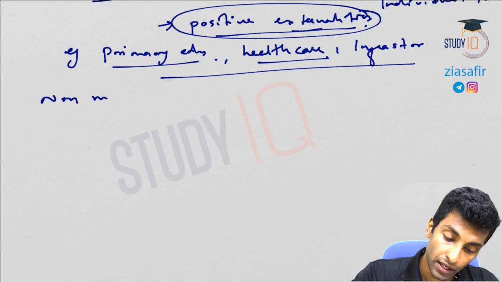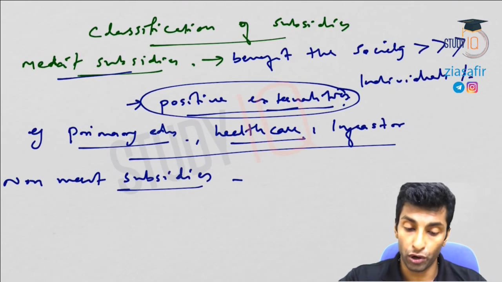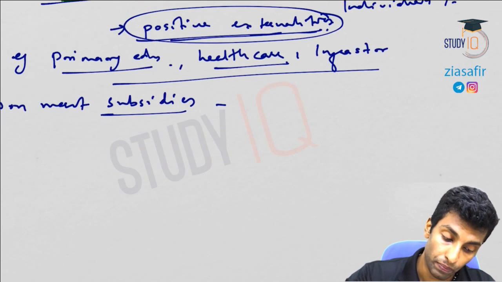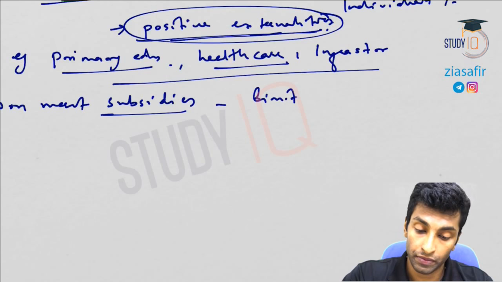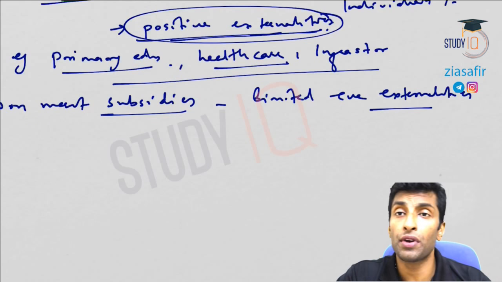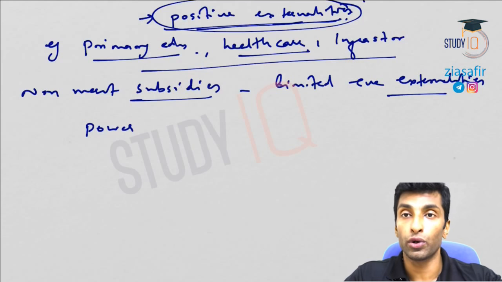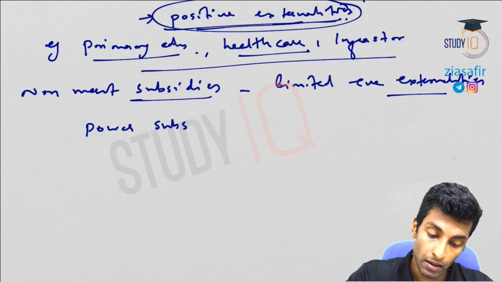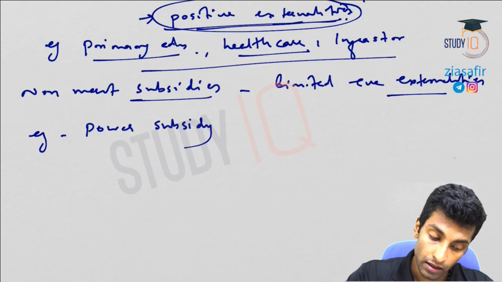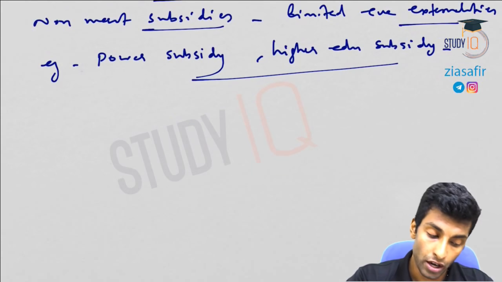So what about non-merit subsidies? Non-merit subsidies mean exactly the opposite. I told you here, significant positive externalities; here, limited positive externalities. That means the general benefit will be less here. The individual or that particular group will benefit more. For example, power subsidy: those people who got the subsidy will only benefit, right? Then higher education subsidy, as I have told you already, and food subsidy. All these are examples of non-merit subsidy.